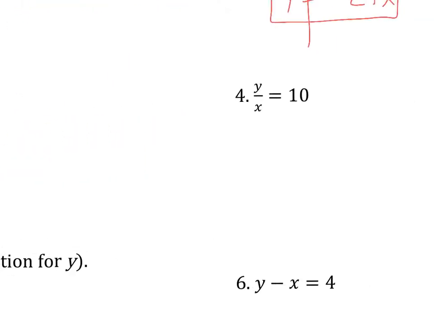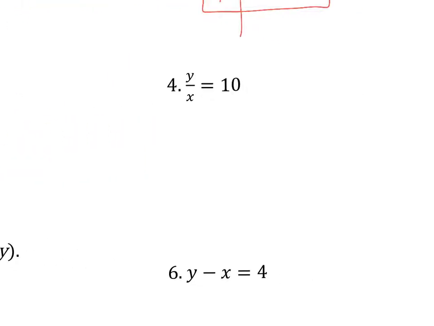Okay. So let's go ahead and look at number 4. So y over x. Remember, anytime I say over, that's like division. So this is y divided by x. So my opposite operation to get rid of x would be multiplication by x. Okay, so my x's cancel top and bottom. I'm left with y on the left-hand side. 10 times x is very simply 10x. Okay.